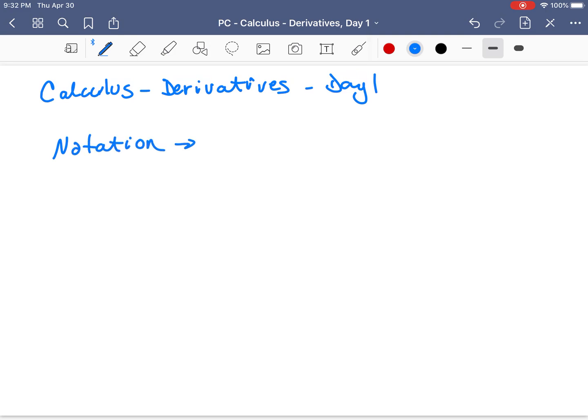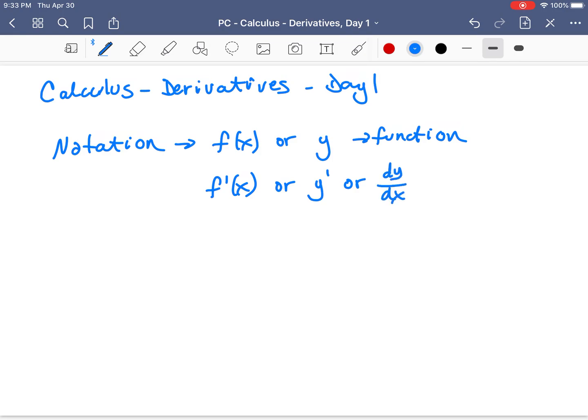All right, so when you're given a function like f of x, or you might be given y or something like that, that's your function. So if you're going to do the derivative, it looks like this. F prime of x. That little apostrophe, I guess you call it, is called a prime, f prime of x. Or you might see it like this, y prime. Or you might see it like this, dy dx. That means the change in y with respect to x, or the derivative of y with respect to x. So this is for the derivative.